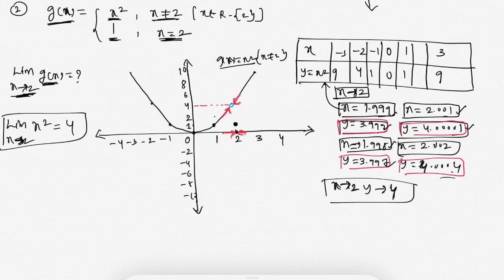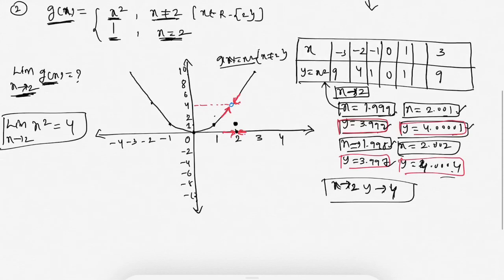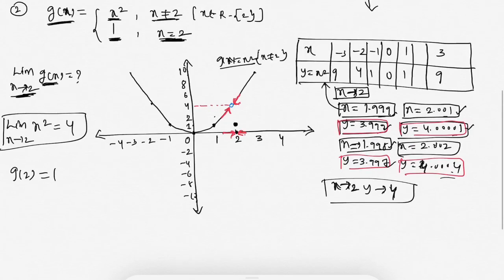But what is g of 2? G of 2 will become 1. Why? Because at x equal to 2, g of x is becoming 1. So here g of 2 I got 1. So now if I ask whether it is a continuous function at x equal to 2 or not, it is not continuous, even though the left hand limit and right hand limit are both the same.